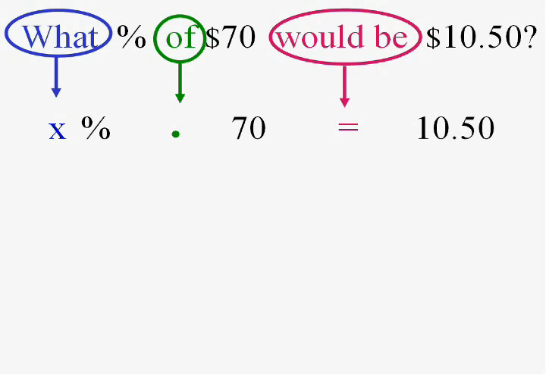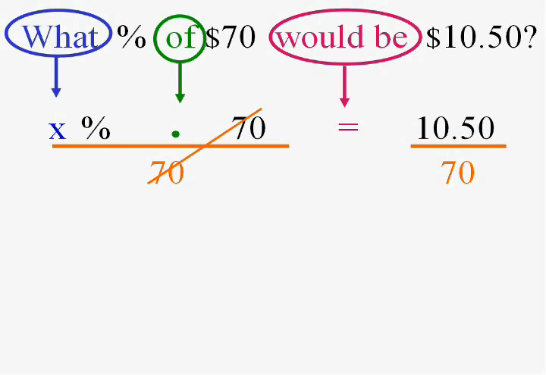We're going to have to get that X by itself. First of all, who's keeping it from being by itself? I'm going to get rid of the 70 by dividing both sides by 70. Now, I haven't gotten rid of the percent yet. Don't just blow that off. On the left side, I'll have X percent. On the right side, I'll have the answer to 10.50 divided by 70. And that'll be 0.15.